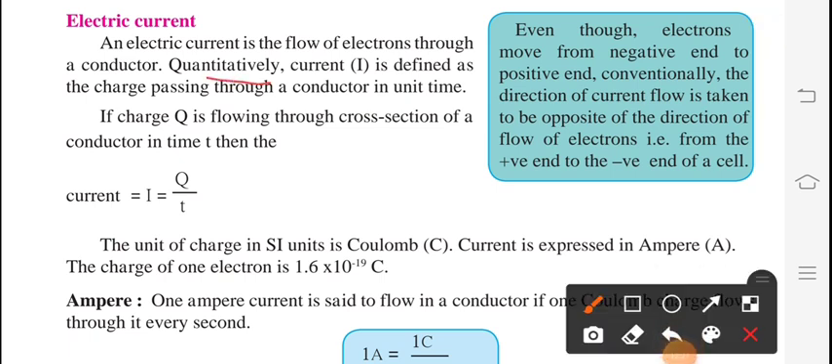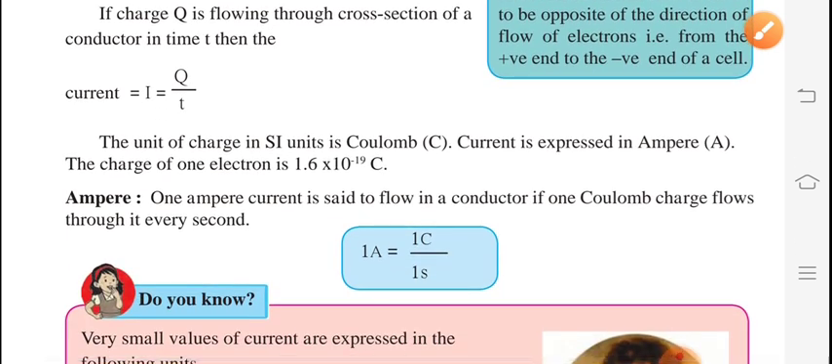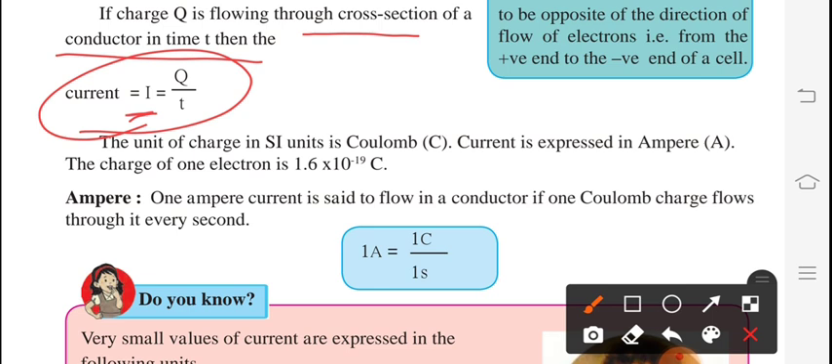Quantitatively, current I is defined as charge passing through a conductor in unit time. If charge Q is flowing through a cross section of conductor in unit time, then current, which we represent with I, is equal to Q upon T. Charge flowing through a unit time is known as current I.